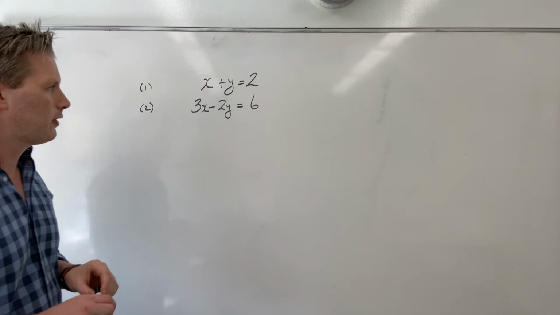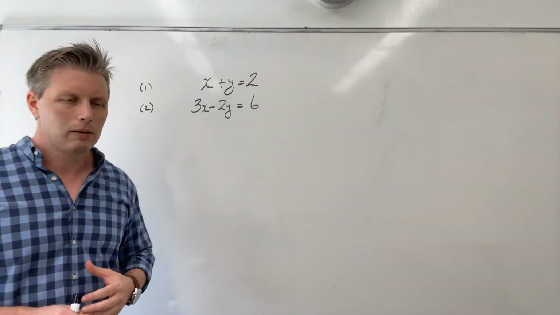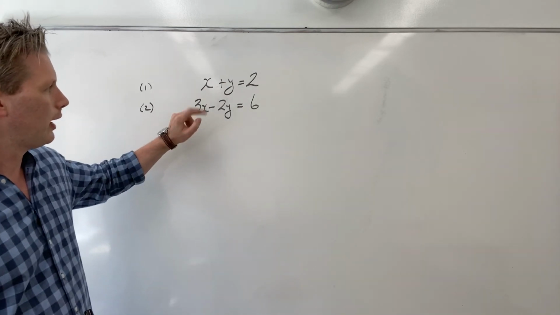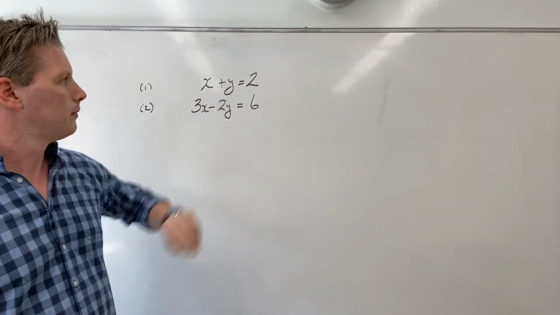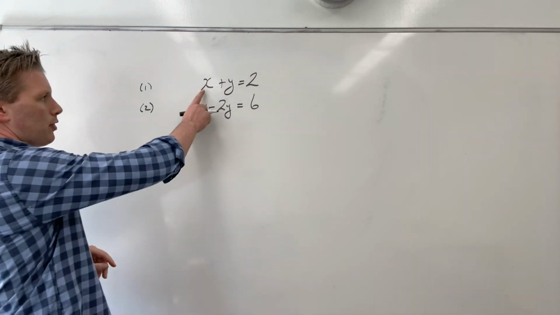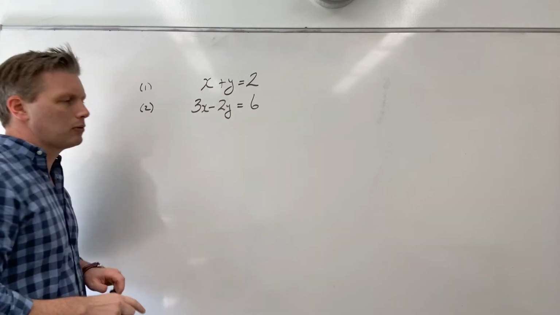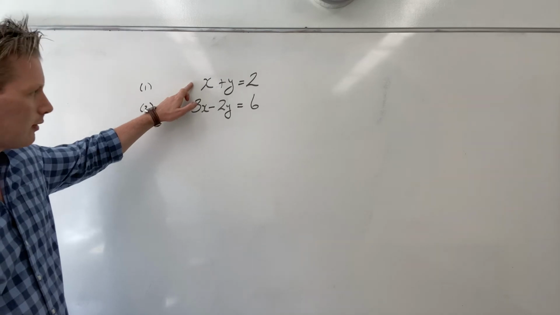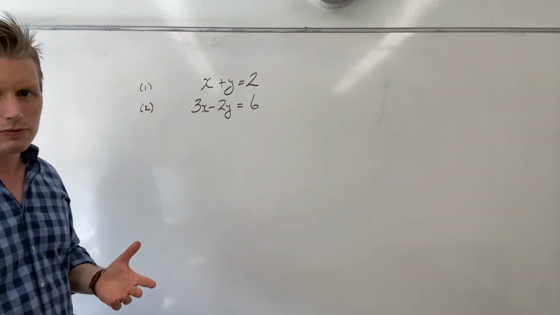What you're going to have to be able to spot as you're doing these problems is that I have a couple of options here. I could multiply this top equation by 3. And then I would have 3x plus 3y equals 6. That would be equation number 1 multiplied by 3. Then, because I would now have a 3x, and here I have a 3x, I could subtract the equations. So I could do that.